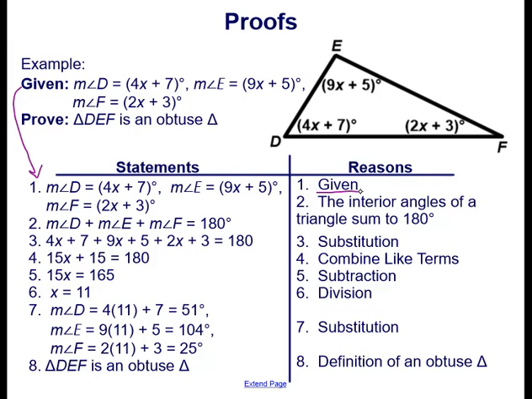Sometimes it's even helpful to work backwards and think, well, what would make it an obtuse triangle? What would be that reasoning, right? We know that the definition of an obtuse triangle is that one of the angles in the triangle has a degree measure greater than 90 degrees. So we need to show that one of the angles has a measure greater than 90.